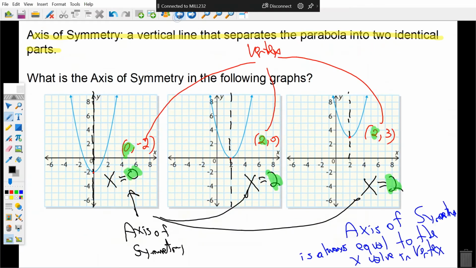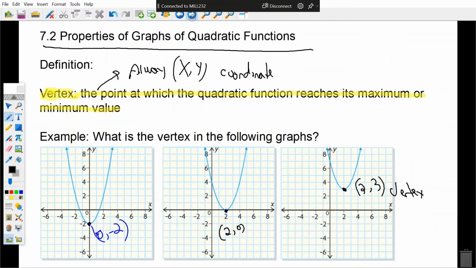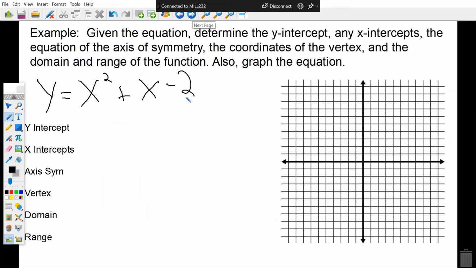I'm going to click back for a minute. We know that the c is the y-intercept. So our c value here is -2, so the y-intercept is -2. We can put a dot on our graph at -2, as we know the graph is going to cross the y-axis at -2. That's all we know so far.